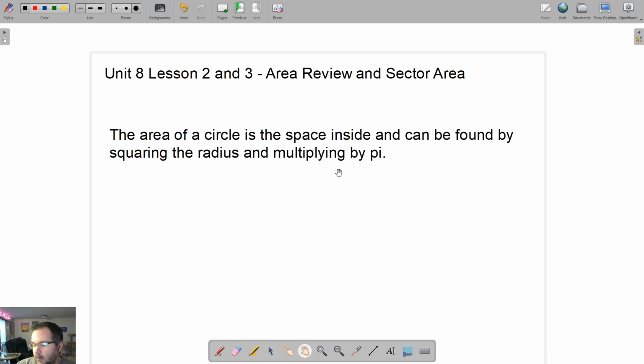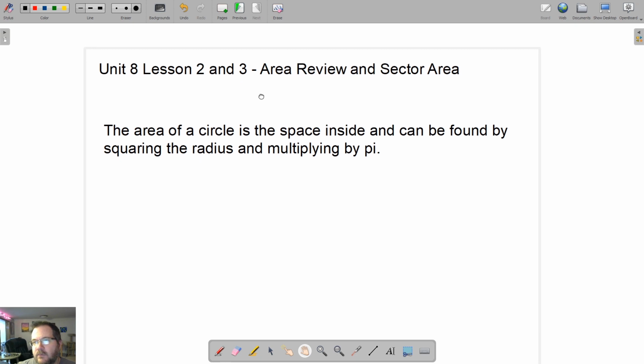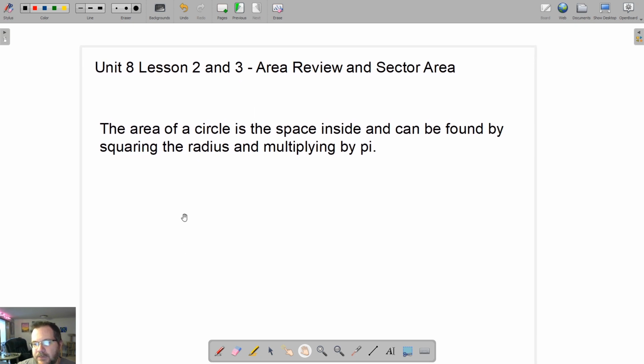Okay. All right. So now let's talk about area, review, and sector area. So this first part is just kind of a review of exactly how to find the area of a circle. So last time we talked about the circumference of a circle, which is the distance around a circle. The area of a circle is the space inside the circle and has a very specific formula. The area of a circle is equal to the radius squared times pi.